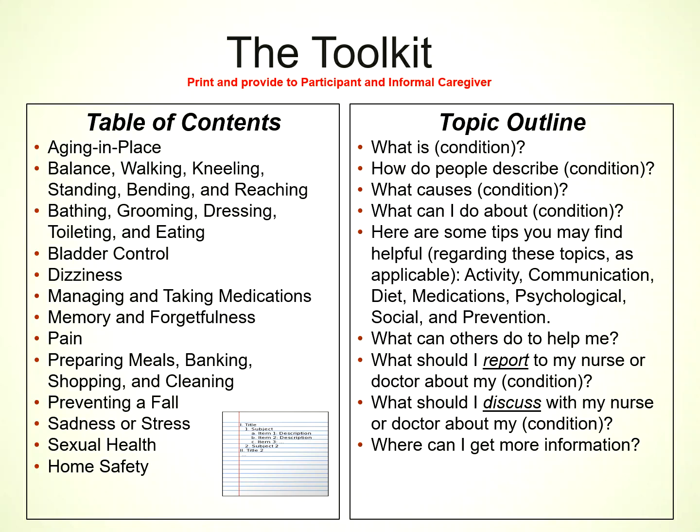This is what the table of contents of the toolkit looks like. It's available to all waiver sites to print and use with any participant. There are specific aging in place items, and every item within the toolkit has these outlined topics, like what it is, how do people describe it, what causes it, what they can do about it, some tips that may be helpful, what others can do to help, and what should be reported to or discussed with the nurse or doctor, and where to get more information.